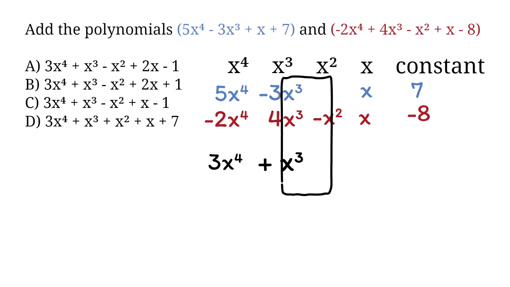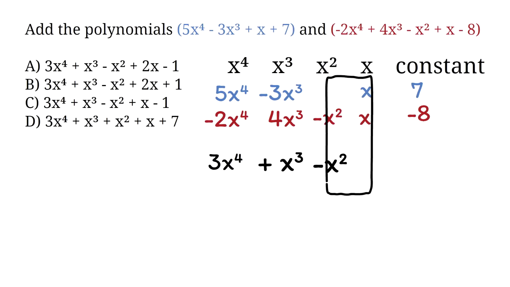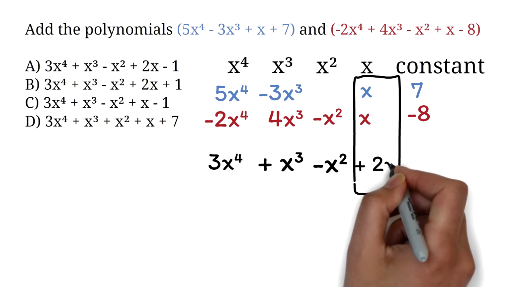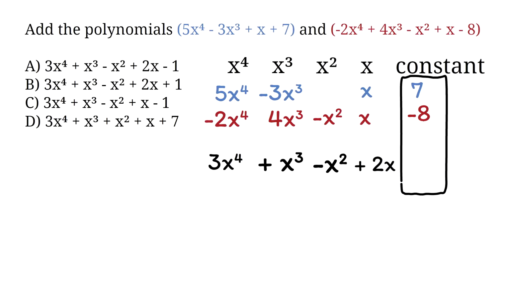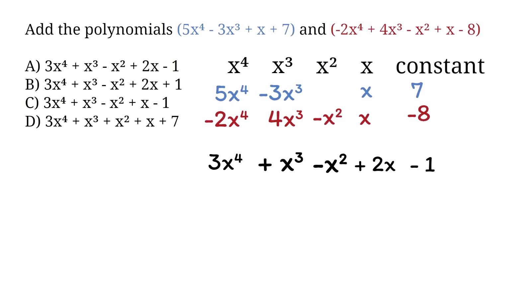We work on the x squared term. There's only negative x squared. Nothing to add it to, so we have negative x squared. We work on the x terms. X is the same as 1x, so 1x plus 1x will be 2x. Then finally, we add the constant. 7 plus negative 8 is negative 1. So our answer is A. 3x exponent 4 plus x cubed minus x squared plus 2x minus 1.